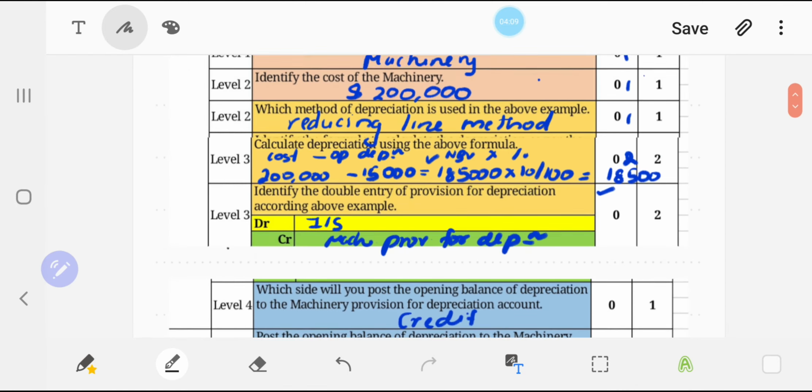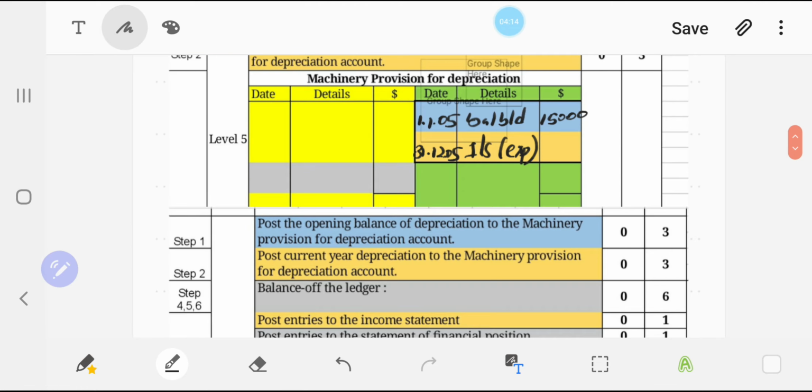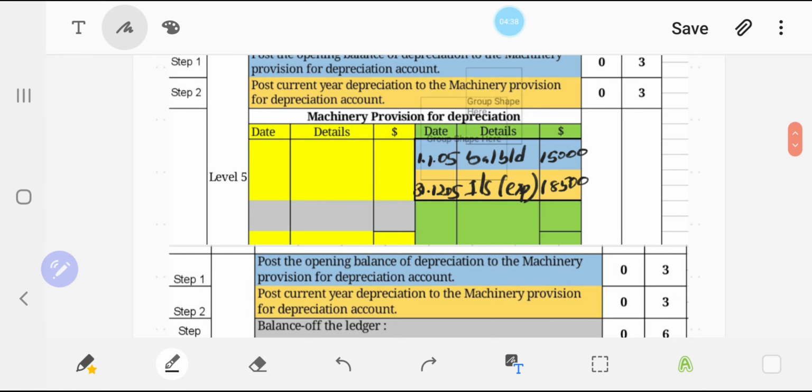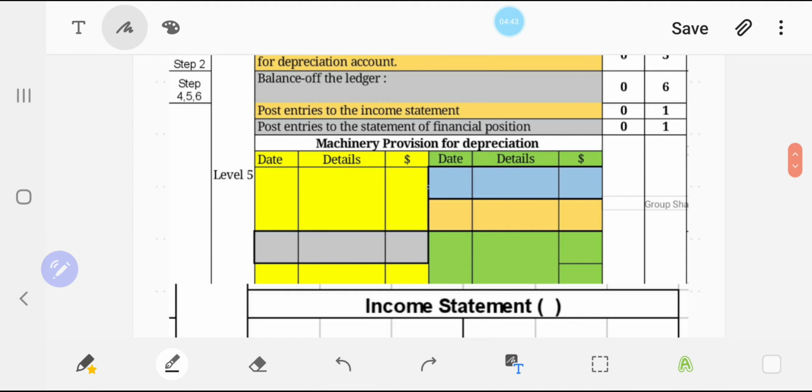Now where are you going to derive this information from? From here, this 18,500. Now let's balance it. Therefore 33,500. Right? You're just supposed to post. Once you're done posting, move to the next step.